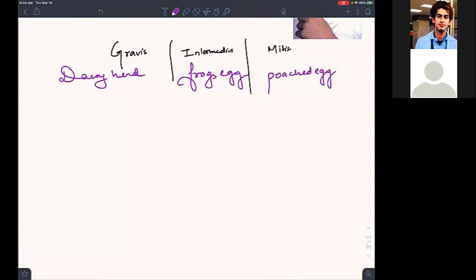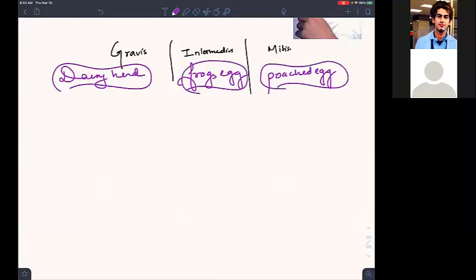What was this, sir? It is not a rhyme. This is actually the colony morphology, the colony shapes, the arrangement it gives. So it gives a daisy head appearance, it gives a frog's egg appearance, and it gives a poached egg appearance. Daisy head, frog's egg, poached egg. Easy.